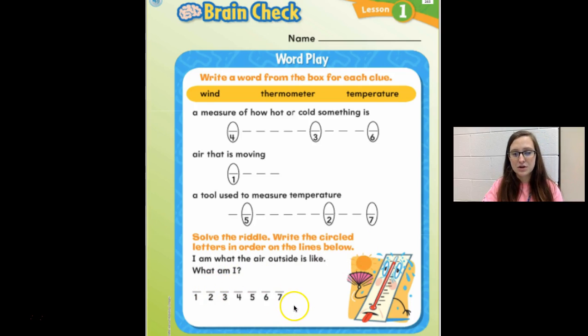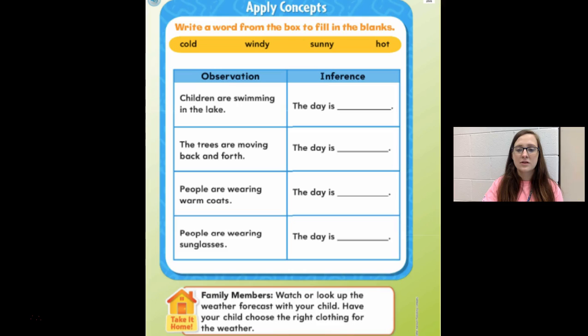Keep going until you get all the way to letter number 7, and you should have a word that makes sense and answers the question, I am what the air outside is like. What am I? Our last page is 266. So flip to the back when you're done, and you have 4 words in our word bank: cold, windy, sunny, and hot.